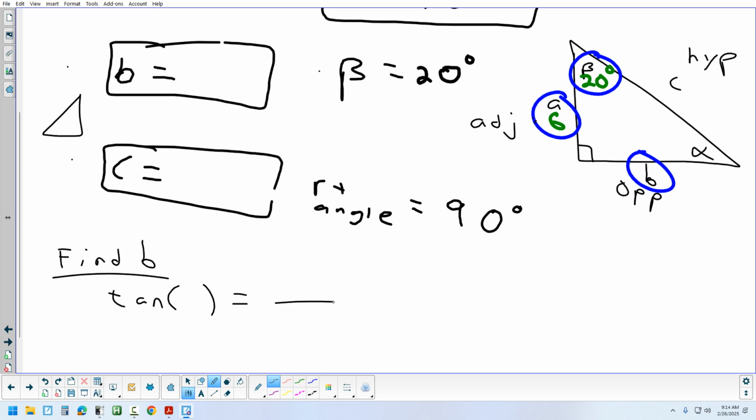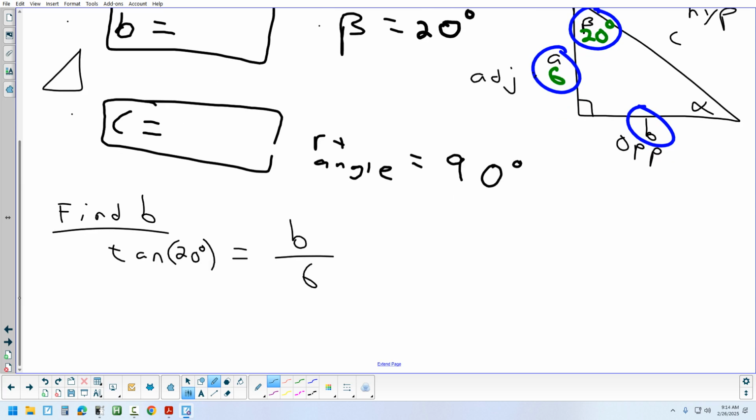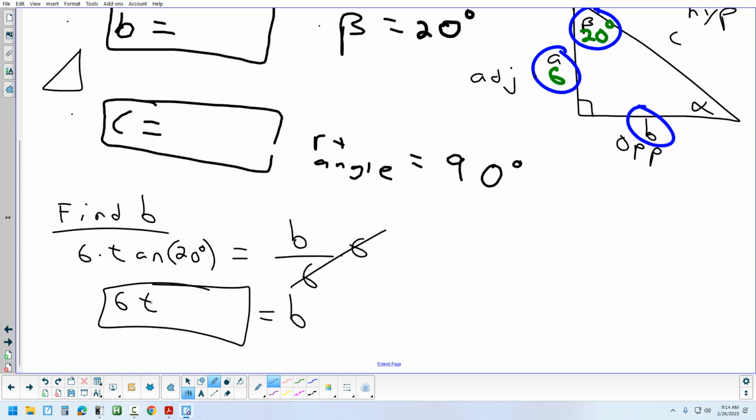Can anybody read to me what my whole equation is going to be once I set it up? Tan 20 degrees equals B over 6. Yep. B over 6. And to get B by itself, what do we do on both sides? Yep. We multiply by 6. There you go. So that's B.